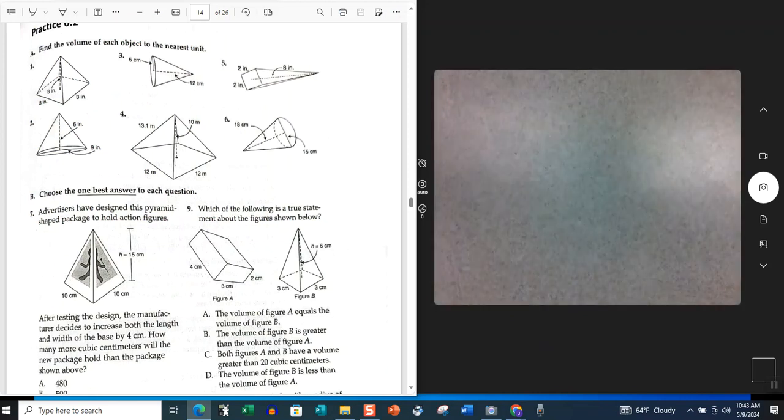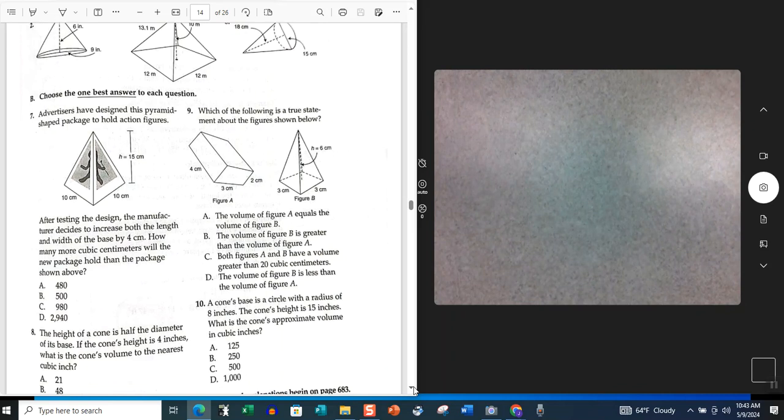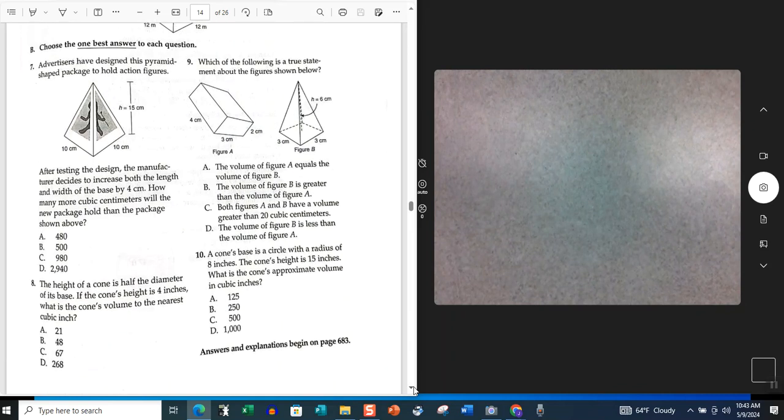Now that took care of problems 1 through 6. So now we have 4 more problems to go: 7, 8, 9, and 10. So let's get to it. It says for B, choose the one best answer to each question. Number 7 says advertisers have designed a pyramid-shaped package to hold action figures.